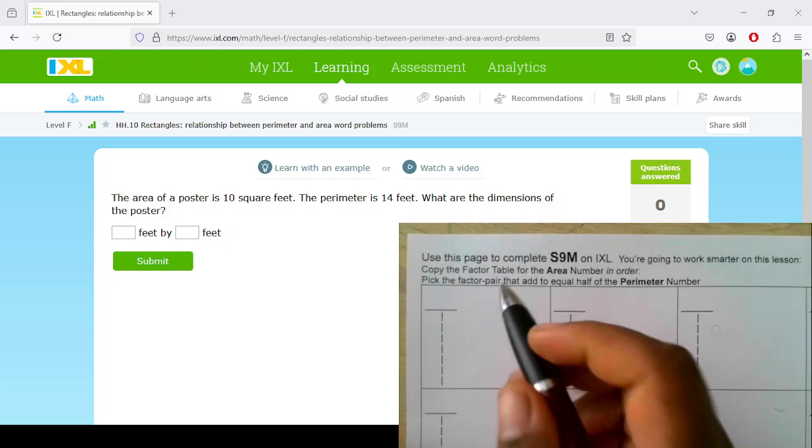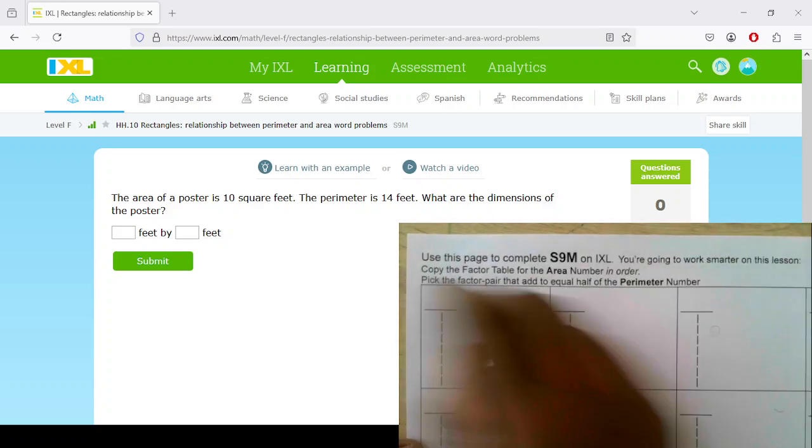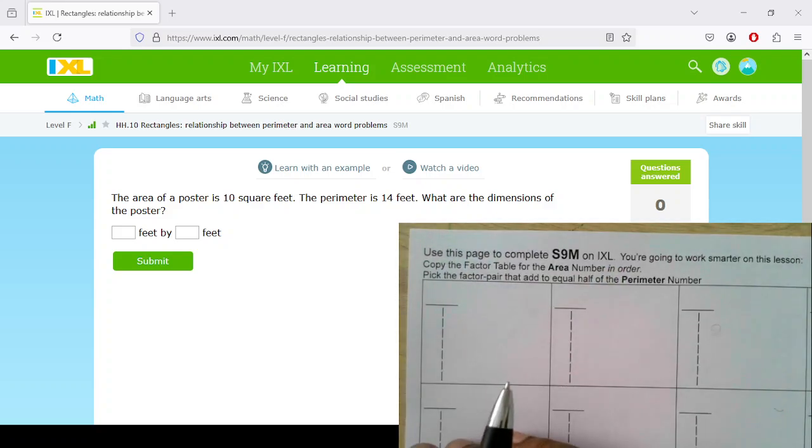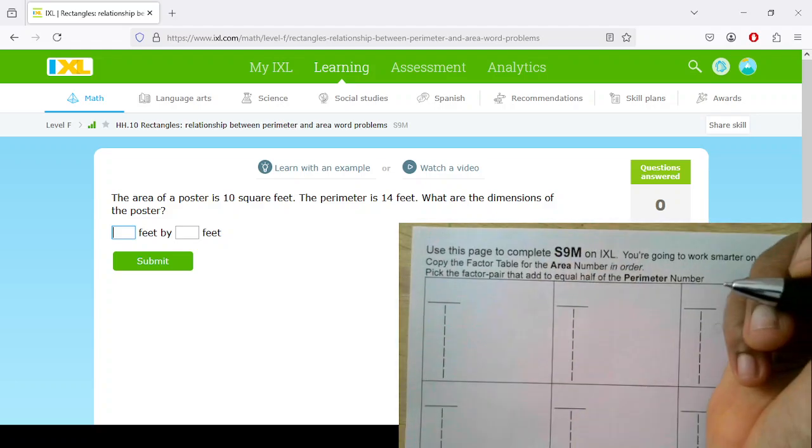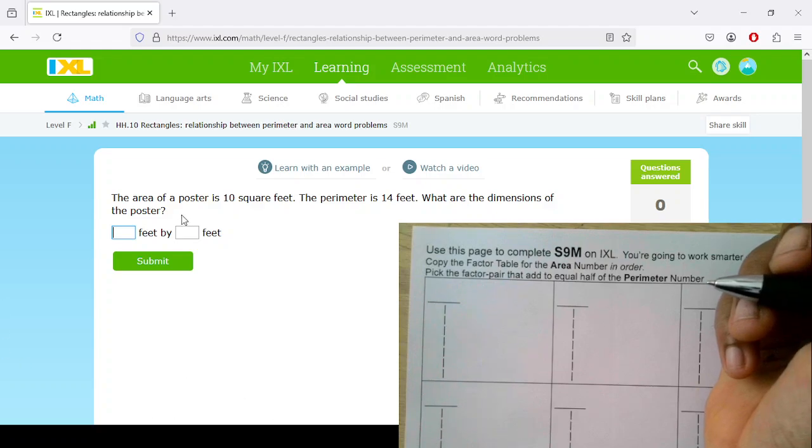So we're going to work smarter. You're going to copy the factor table for the area number in order. So let's see. The area of a poster is 10 square feet. The perimeter is 14 feet. What are the dimensions of the poster? So they've told me the area and the perimeter, but now I have to find the height dimension and the width dimension. So what is the area number? The area of a poster is 10 square feet.